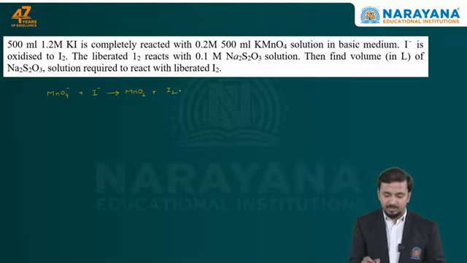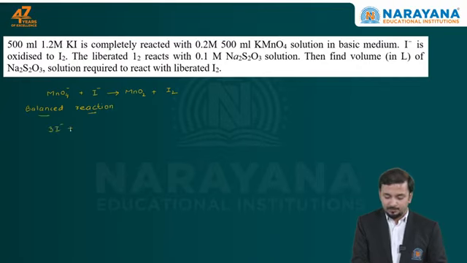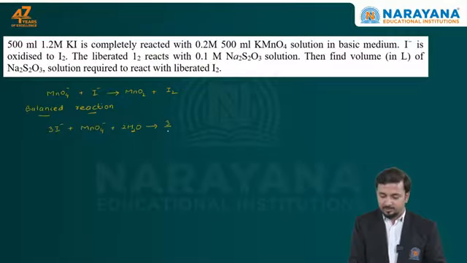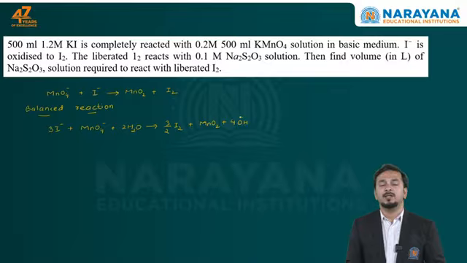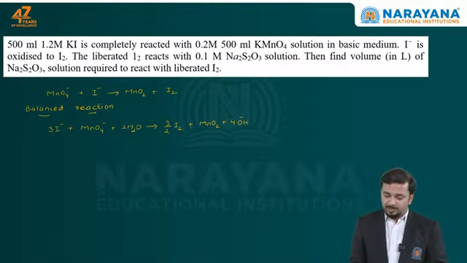Now if I balance this reaction, the balanced reaction will be 3I minus plus MnO4 minus plus 2H2O will give us 3 by 2 I2 plus MnO2 plus 4 OH minus. So first of all, this balancing itself will take time. So this is going to be a tough question for sure. Now let's see the information.